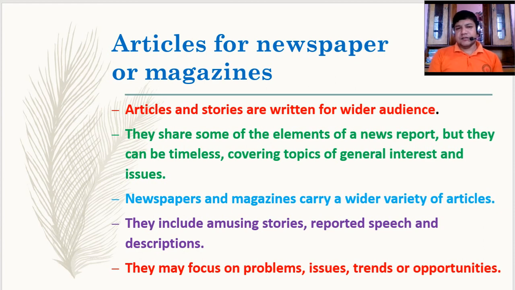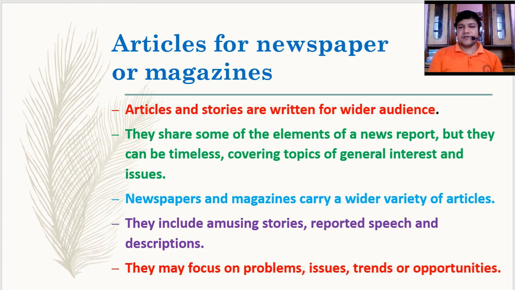So we write articles on certain issues, issues of common interest, issues of common public concern, some current problems, and so on. So the topics may be about politics, society, economics, business, commerce, language, literature, and so on. So let's talk about articles for a newspaper or magazines for some time. First, we have to know the meaning of those articles.